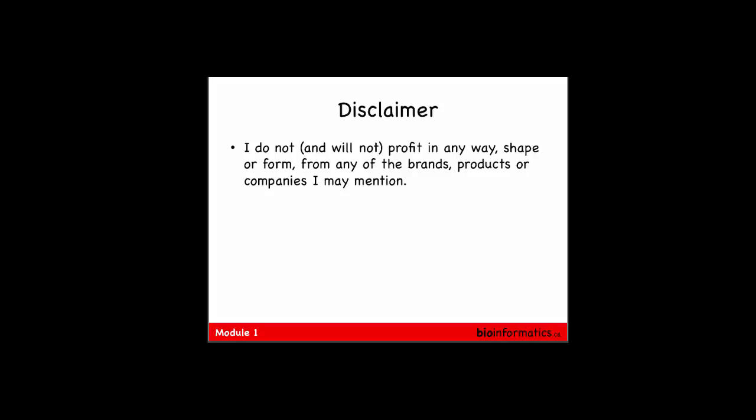We're going to mention a few companies, and we have already, like Amazon and things like that. I just want to declare that I'm not profiting and I don't have any stock options in Amazon or Oxford Nanopore or Illumina or any of these companies. I will not profit in any way, shape, or form from mentioning any of these companies.